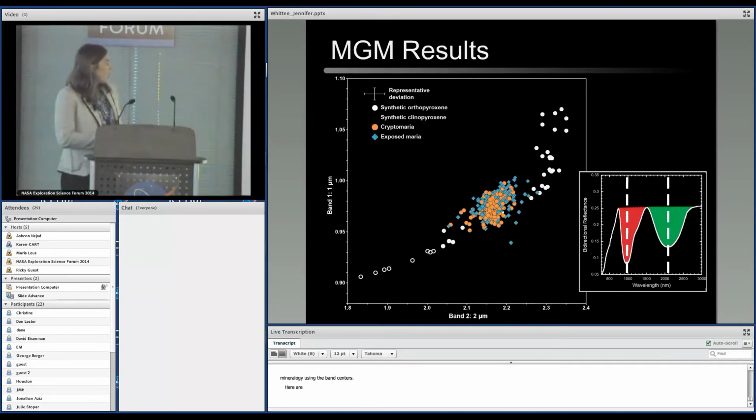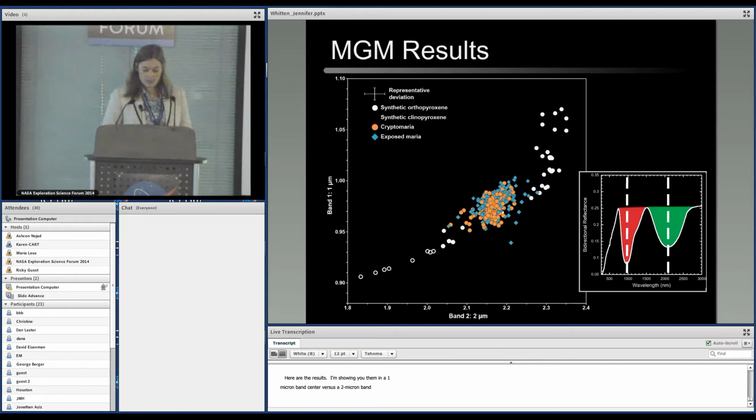So here are the results, and I'm showing them in a 1 micron band center versus a 2 micron band center graph here. To illustrate this a little more clearly, here's my example pyroxene spectrum. The center of the absorption feature at 1 micron is on the y-axis, and the center of the 2 micron absorption feature is shown here on the x-axis. And when you see this, all of the data, both the Cryptomaria and the exposed Maria, cluster together.